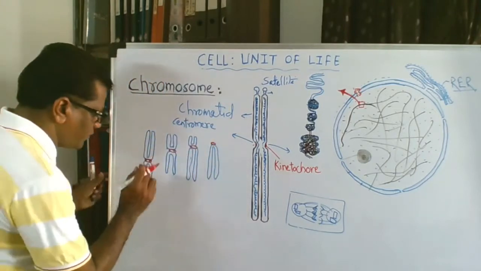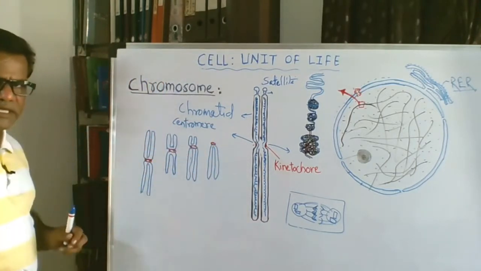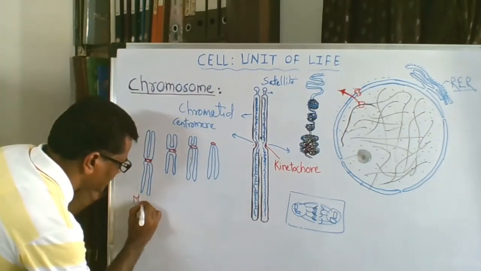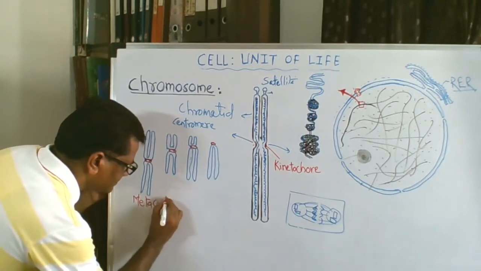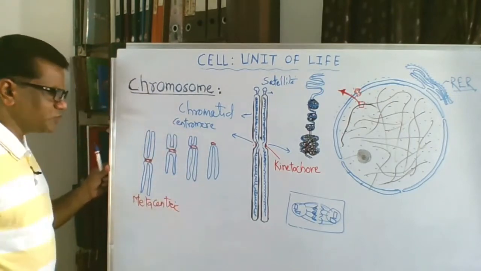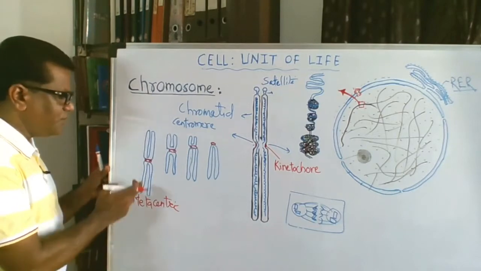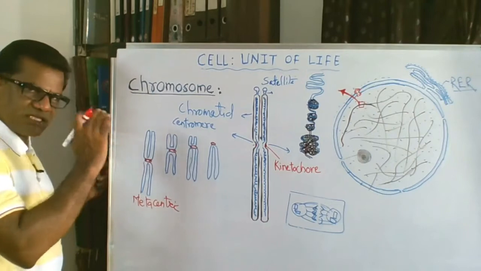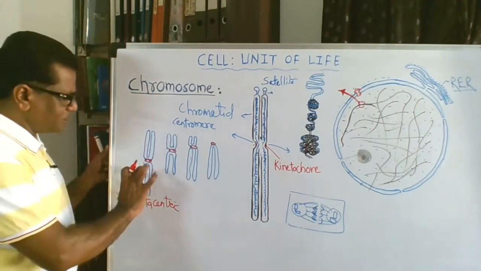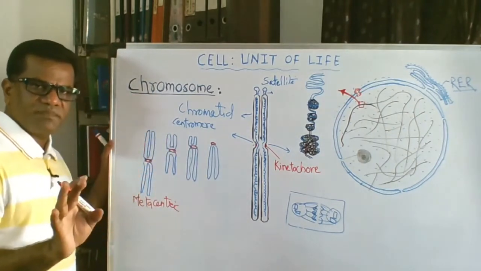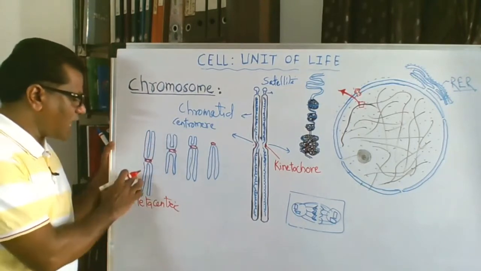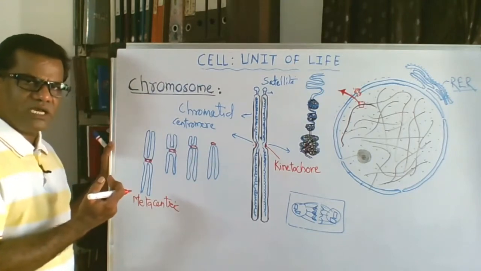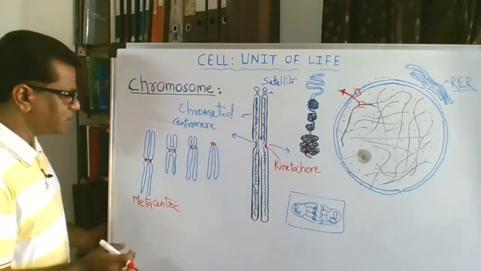So this type of chromosome where the centromere is lying at the center, exactly at the center, is called metacentric. The chromosome is called metacentric when the centromere is exactly at the center. It means that the long and short arm concept is not here. Both the arms are equal. The chromosomes in which both the arms are equal in length are called metacentric chromosomes.